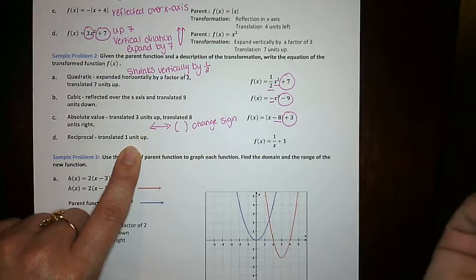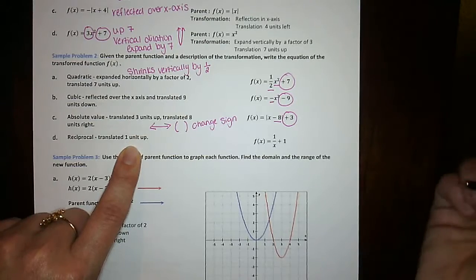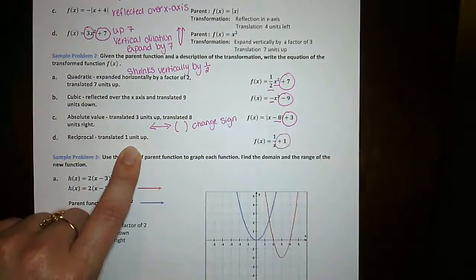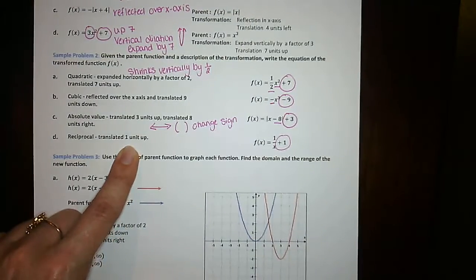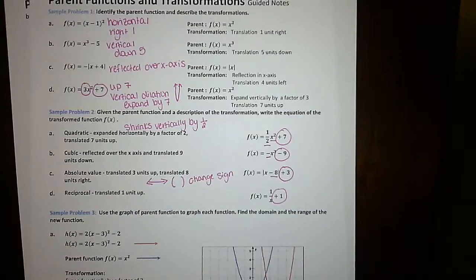And then this just says a reciprocal function. You probably won't see this one a lot, but it says it's translated up 1. We just add 1 to the end. And that's pretty much it. Those are the main parts for the ACT we're going to focus on.